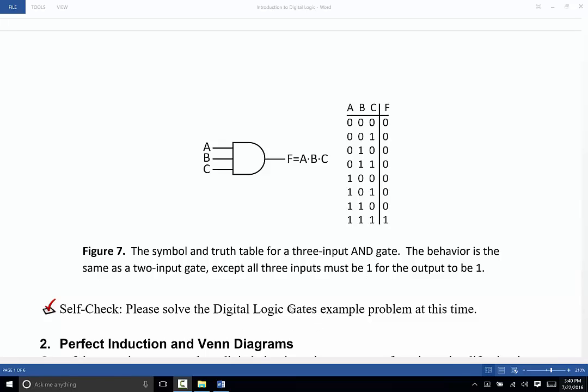Okay, time to work on the digital logic gates example problem. Go ahead and try that on your own, then watch the video, and then come back and we'll talk a little bit about perfect induction.